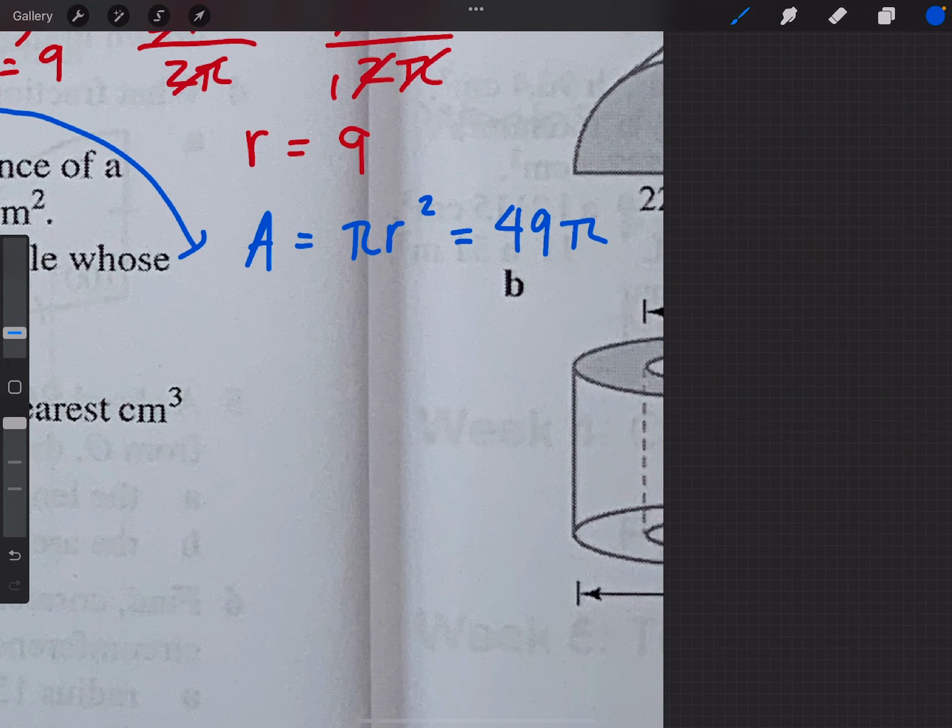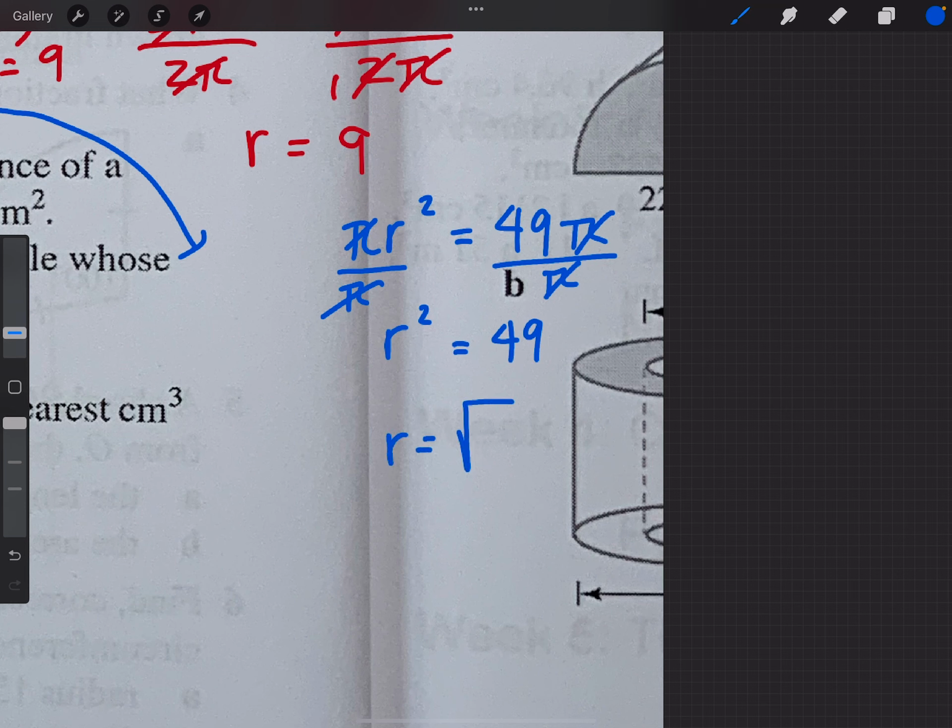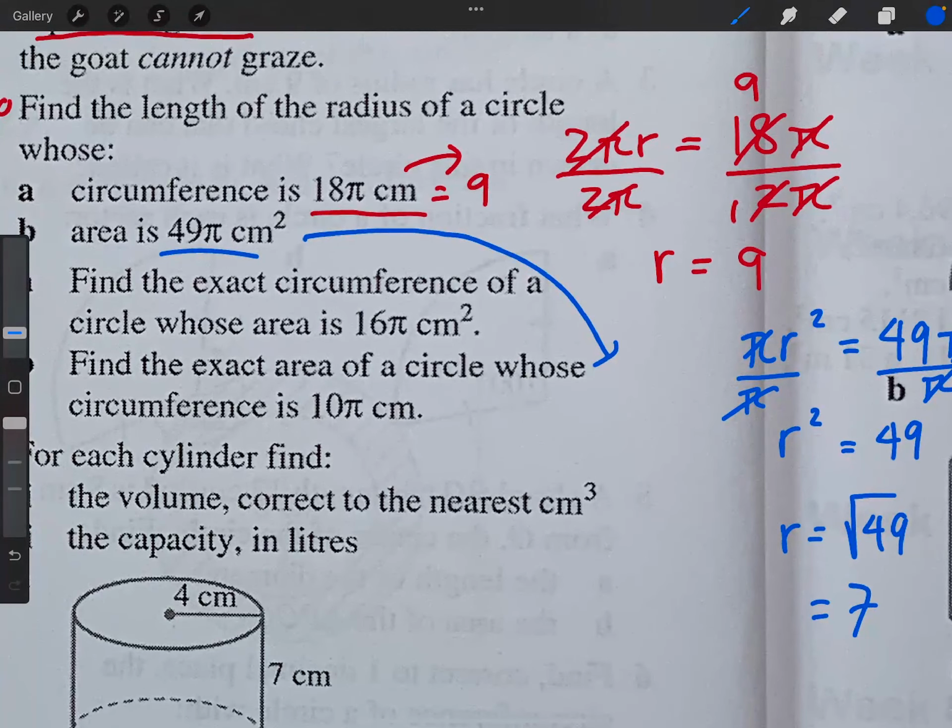So what we're going to do is get to the radius. Let's get to radius squared first. So let's divide both sides by pi, and that will cancel out. So you have radius squared is equal to 49. Therefore radius is equal to the square root of 49, which will give me 7. So the answer here should be 7 centimeters.